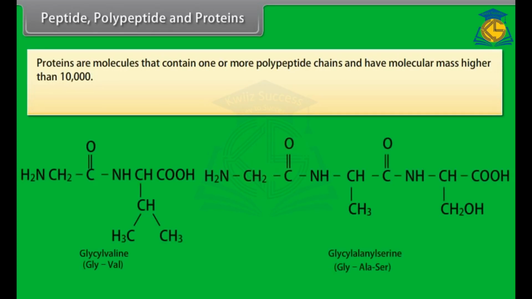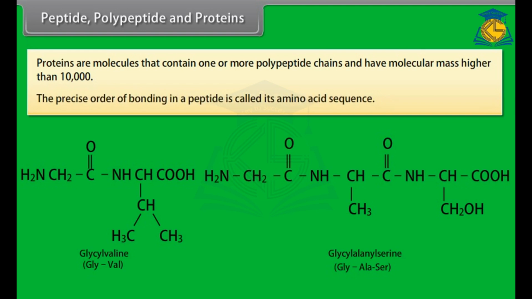Proteins are molecules that contain one or more polypeptide chains and have molecular mass higher than 10,000. The precise order of bonding in a peptide is called its amino acid sequence. The amino acid sequence is specified by using 3-letter amino acid abbreviations for the respective amino acids and connected by hyphens. Classification of proteins.